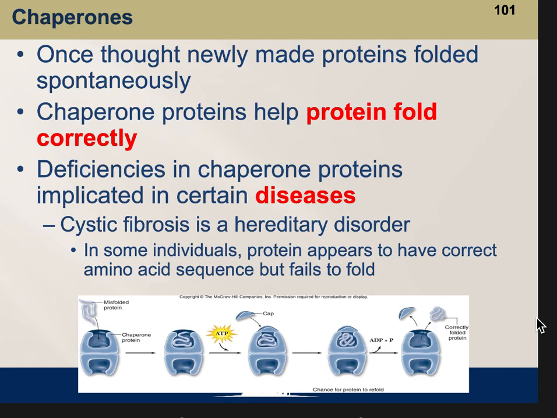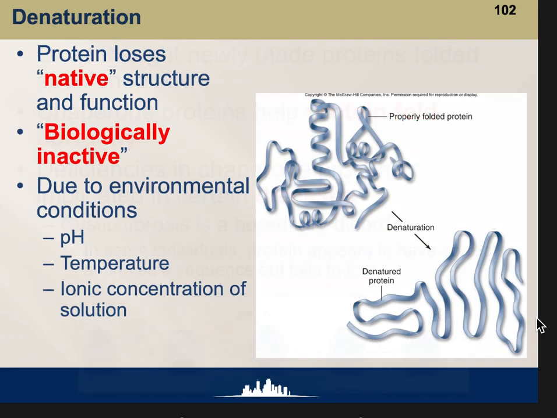And this is where, when we don't have this correct, this can indicate different diseases. So cystic fibrosis is a hereditary disorder, and we know that the proteins appear to have the correct amino acids but don't fold correctly. Another aspect, and this is usually a test question, is talking about the native structure versus being biologically inactive.